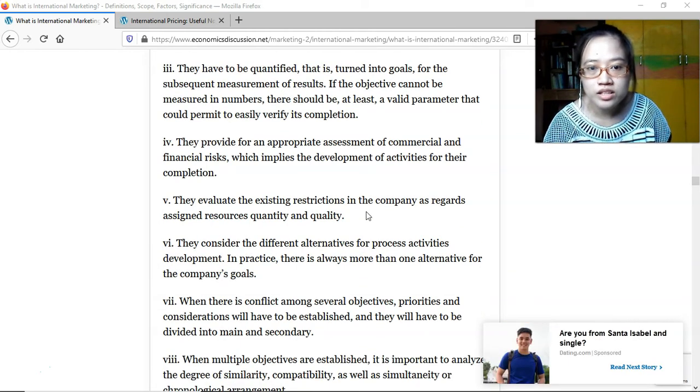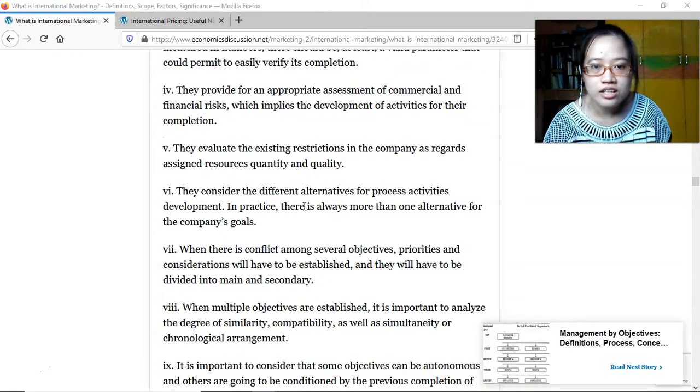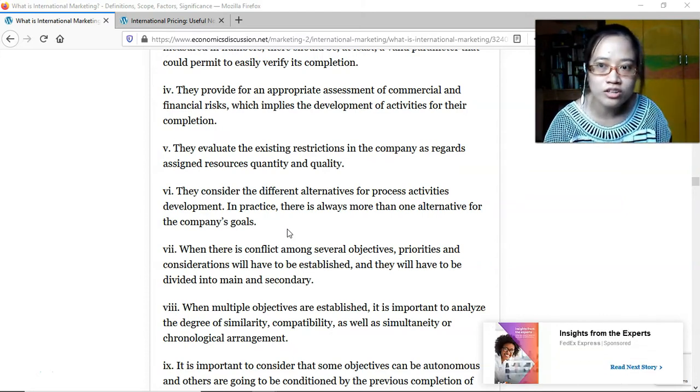Provide appropriate assessment of commercial and financial risk, which implies the development of activities for their completion. Evaluate the existing restrictions in the company as regards assigned resources, quantity, and quality. Consider different alternatives for process activities, development, efficiency. If a certain process could be done better, reducing cost or making it faster, so things like that.